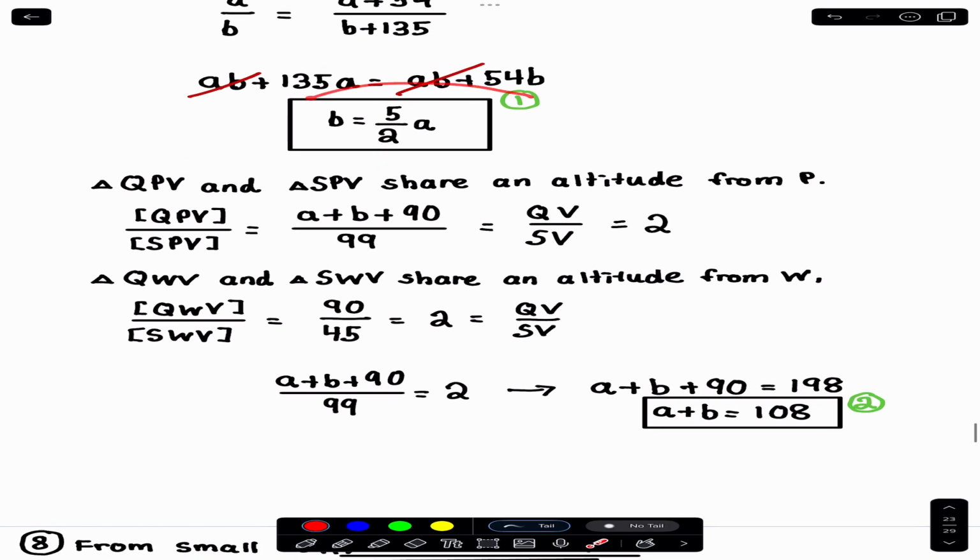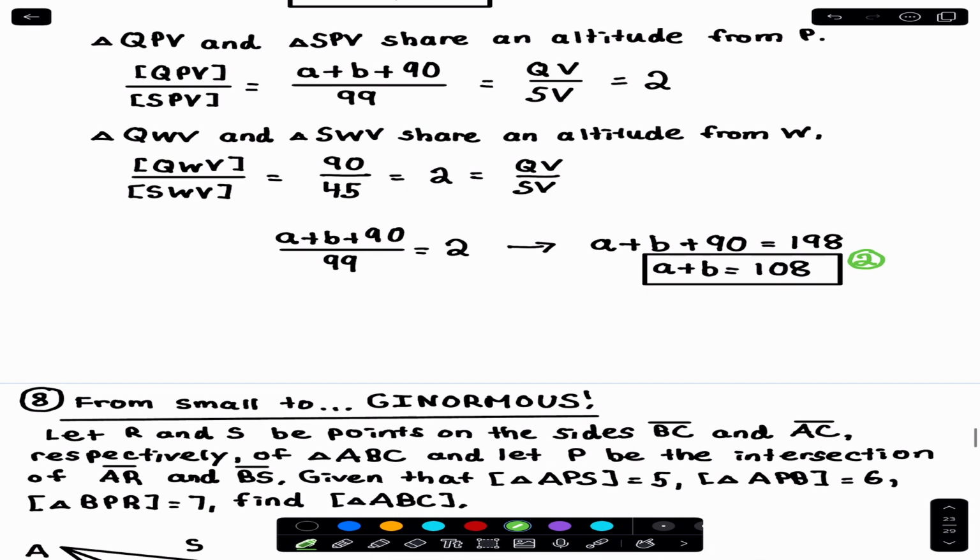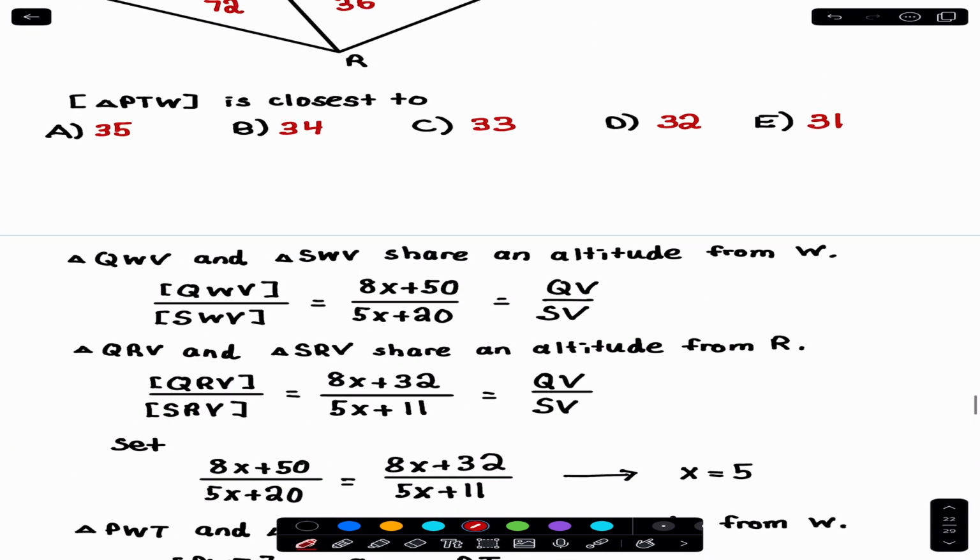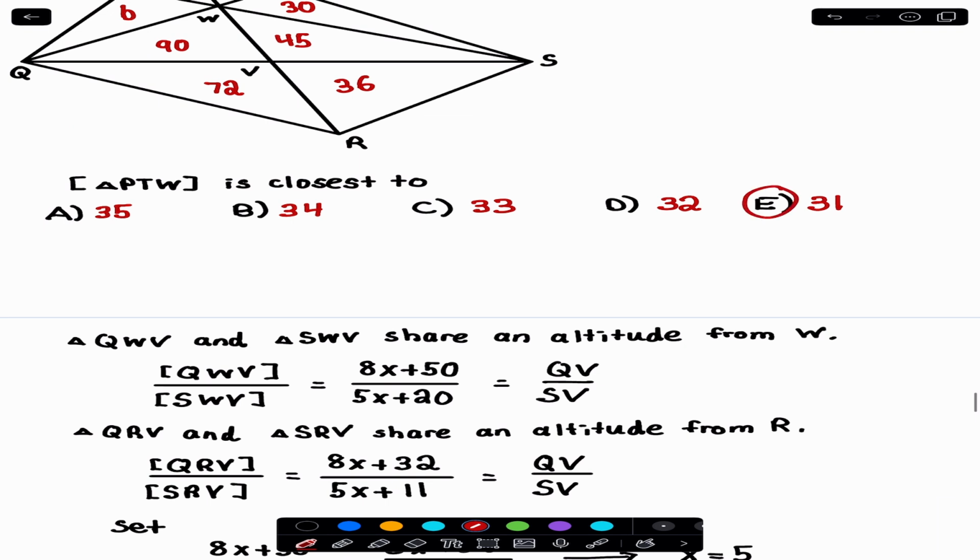So now we have 2 variables and 2 equations, which means we can plug B equals 5 over 2 A into this equation and solve it. What we're going to find in the end is A ends up being 31. So if A is 31, that means our final answer ends up being E.